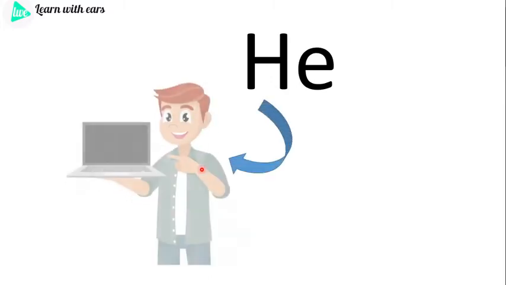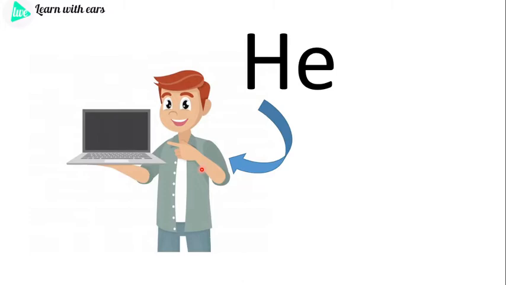So first is he. We use he for a boy or for a man, means for males. Okay, he is a singular pronoun. If you want to learn more about singular and plural pronouns, just click here and watch the video, or you can get the link in the description box. So he has a laptop. Okay, he has. With he we use has because he is a singular pronoun.